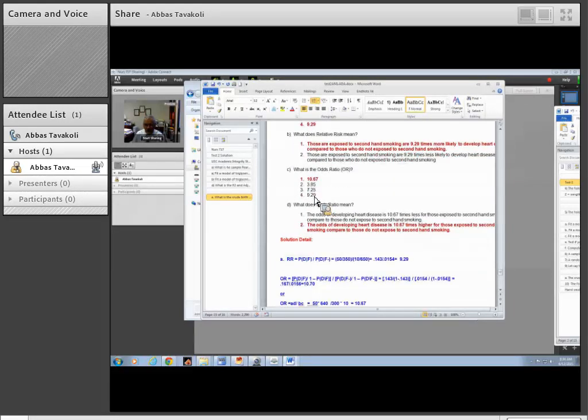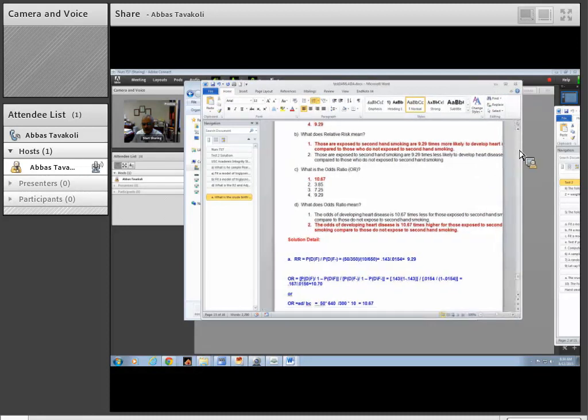What does relative risk mean? Relative risk means, the correct answer, those who are exposed to secondhand smoking are 9.29 times more likely to develop heart disease as compared to those who are not exposed to secondhand smoking.